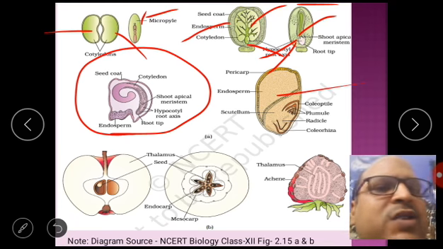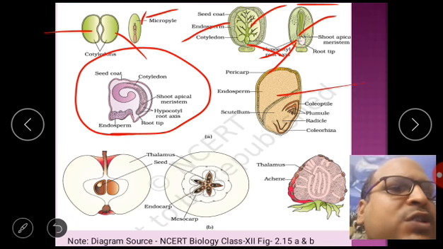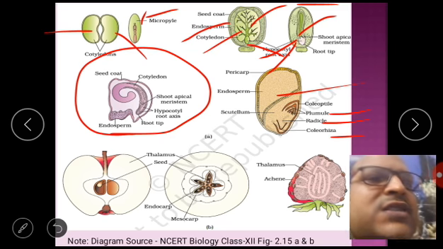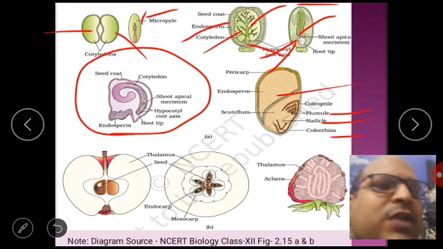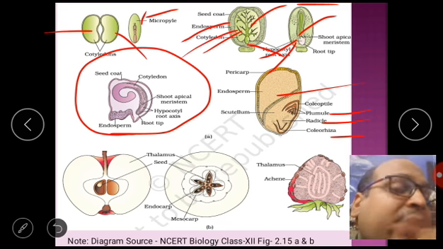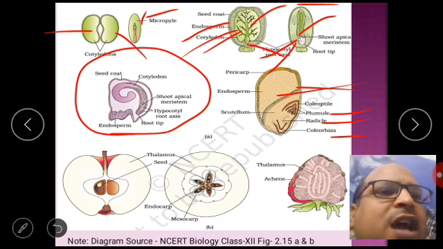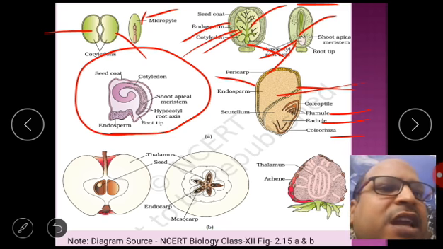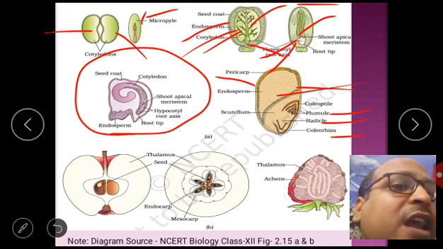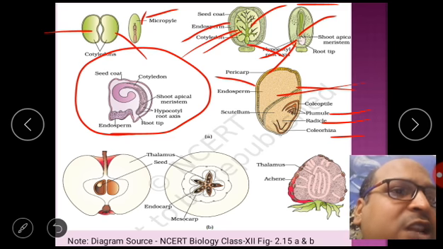See here coleoptile, plumule, radicle, coleorhiza. This one is of a dicot and this is of maize, a monocot. So you see a pericarp is present. This pericarp I have already told, this will be the nucellus. Persistent nucellus is known as pericarp.